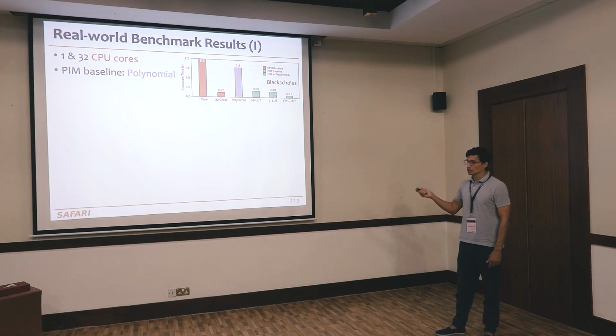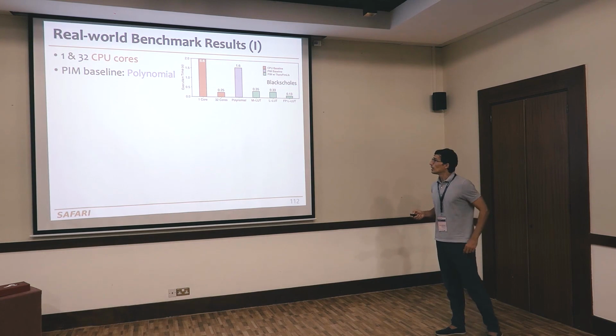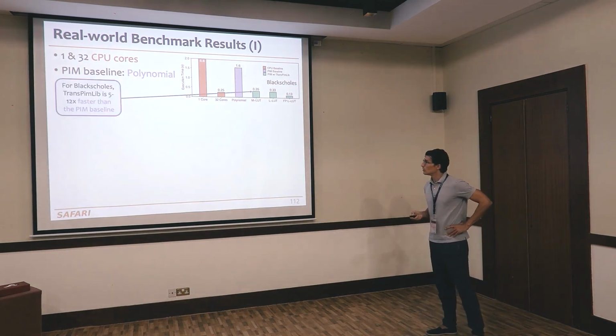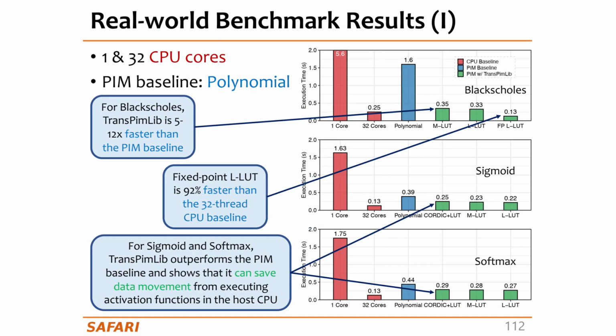We have many results for analysis of the different methods in the paper, but here I just want to show you some comparison for real-world benchmarks to CPU. These are results for Blackscholes, this benchmark from the Parsec benchmark suite. We are comparing here one CPU core, 32 CPU cores, and then 4 different implementations on the PIM side. This one, polynomial, is a PIM baseline. It's using polynomial approximation, and these are 3 different methods using TransPIM.